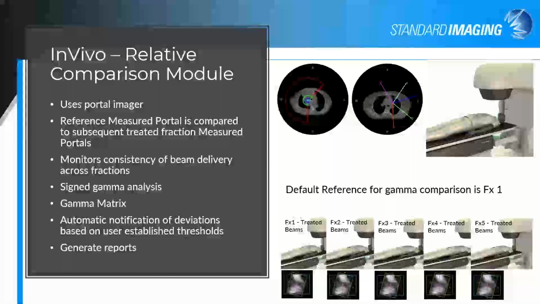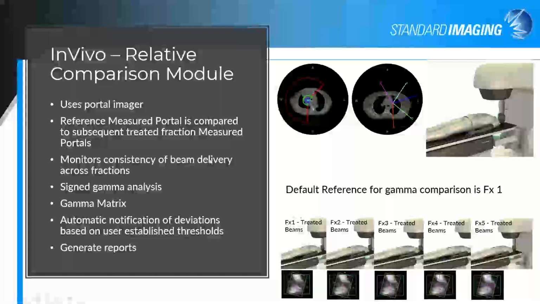The first one I'm going to talk about is the relative comparison mode. And it's just like it sounds. It's, again, using the portal imager. But what I've depicted here are treated fractions. And essentially, in the relative comparison, you're going to pick one of these fractions. Normally, the software is going to default to fraction 1. And basically, every other delivery is going to be compared to all the beams that are collected in fraction 1, which become the reference. And then subsequently, as those deliveries take place, it will compare to fraction 1.